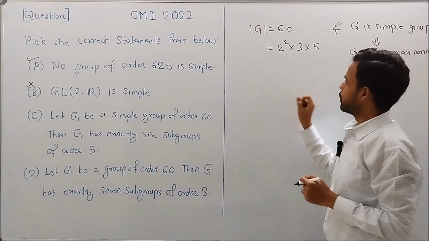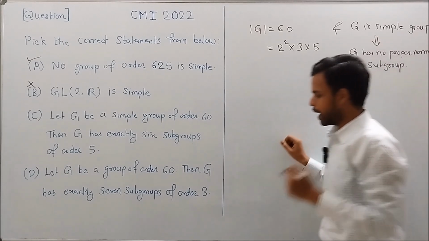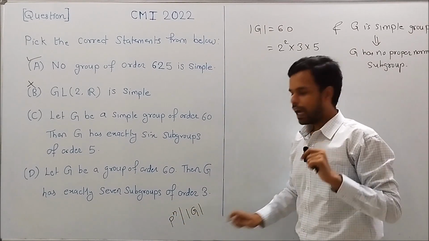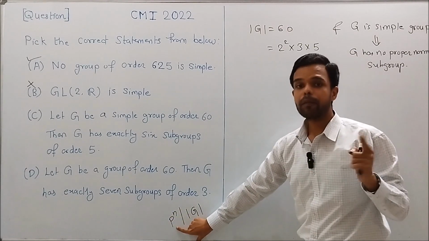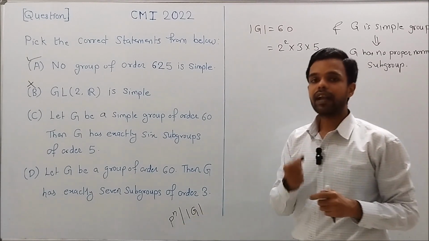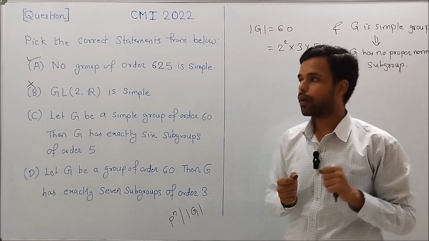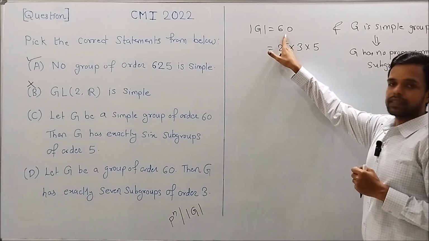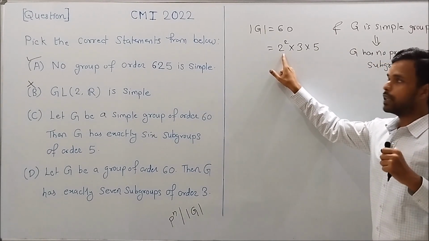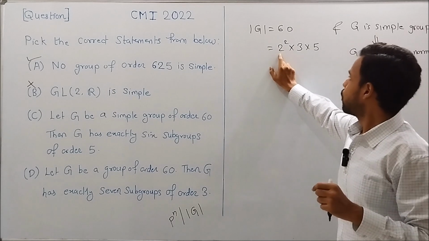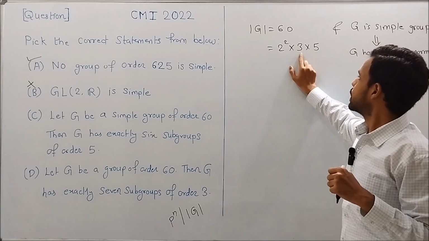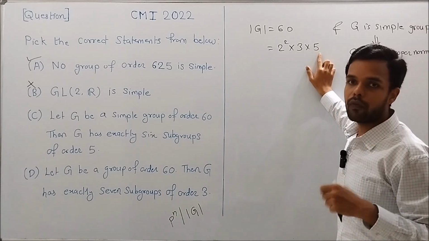Now by Sylow first theorem, we know that if P to the power n divides the order of G, then G has at least one subgroup of order P to the power n. Here, 2 square divides 60. So, G has at least one subgroup of order 2 square. That is, G has a Sylow 2 subgroup of order 4. Similarly, G has a Sylow 3 subgroup of order 3. G has a Sylow 5 subgroup of order 5.